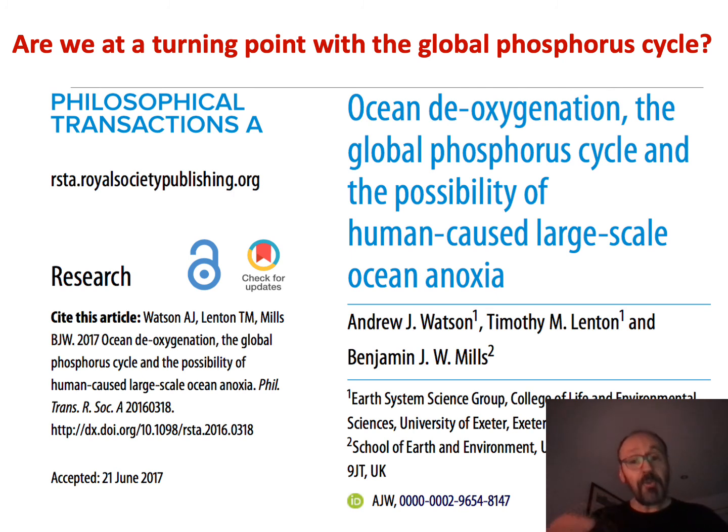And their models are saying there is a possibility, as a result of what we have done, if we don't manage it better, that we could have large-scale ocean anoxia, which could have very serious implications for the biogeochemical stability of the Earth in the short to medium term future, which really points to the importance of phosphorus and how we need to give it due attention.